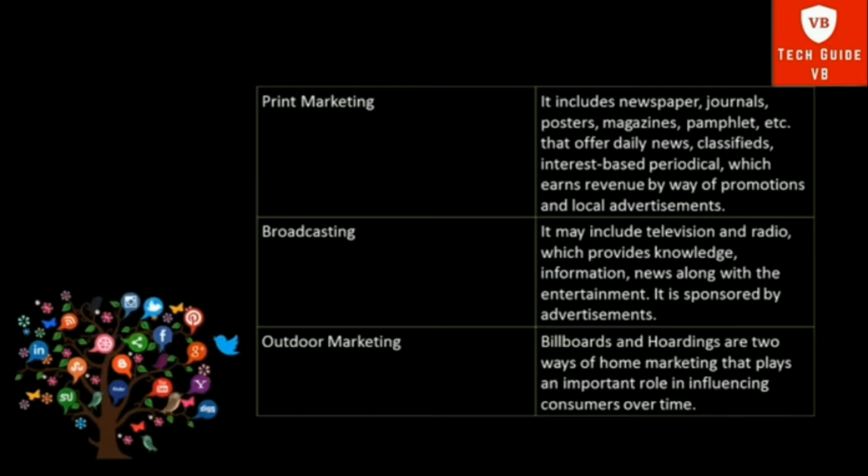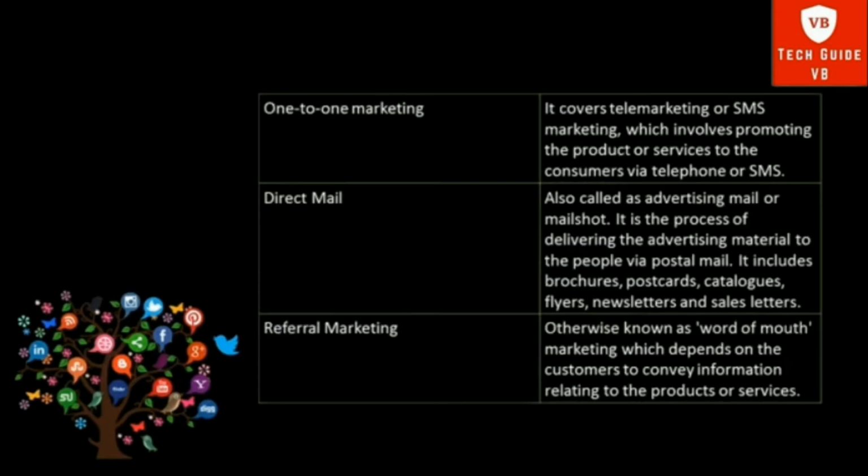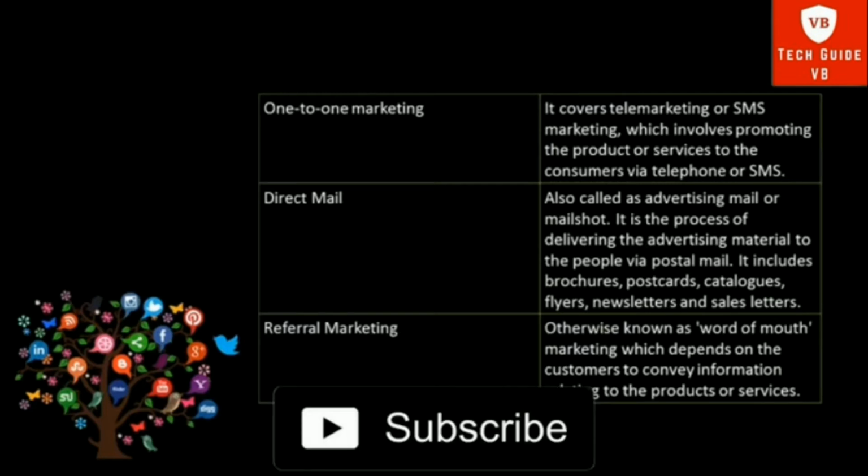Third is outdoor marketing. Billboards and hoardings are two ways of outdoor marketing that play an important role in influencing the customer over time. Next, one-to-one marketing. It covers telemarketing or SMS marketing, which involves promoting the product or services to the customers via telephone or SMS.